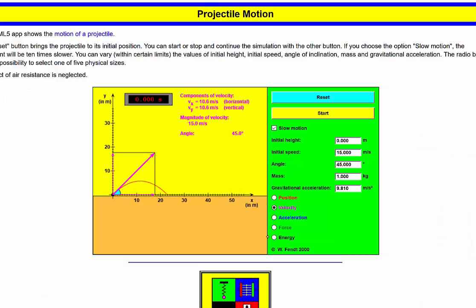Notice on this simulation, this is at a simulation center called Walter Fendt. It's out of Germany. And so here we have an initial height of 0 meters. The initial speed is 15 meters per second. We're going to launch it at a 45-degree angle. We're going to say we're launching a 1 kilogram ball, and gravity is normal gravity.